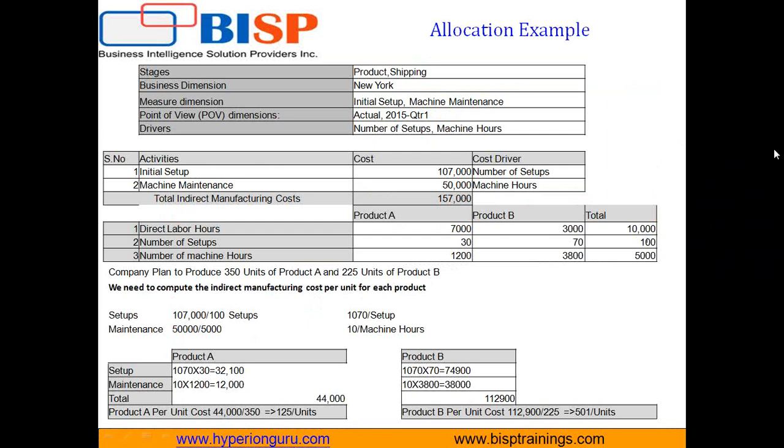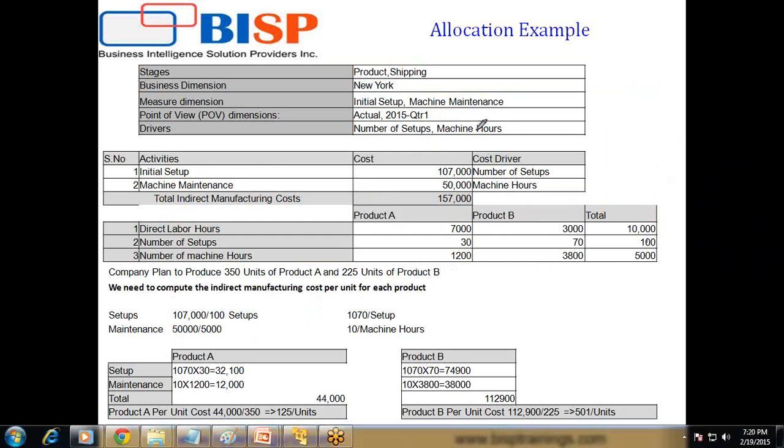It is also important to see how profitability is calculated and what different terms are being used. So in this example, I'm trying to explain one of the allocation types called ABC, activity-based costing. The idea is to figure out what elements are required in order to calculate your activity-based costing, and how we can relate them with respect to our HPCM. I use some terminologies like stages, business dimension, measure, point of view, and driver. We'll see them in our HPCM architecture in the next slide.